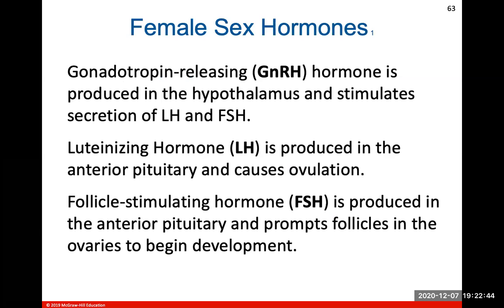GnRH hormone will be produced in the hypothalamus and stimulates secretion of LH and FSH. Luteinizing hormone is produced in the anterior pituitary and causes ovulation. Follicle stimulating hormone is produced in the anterior pituitary.